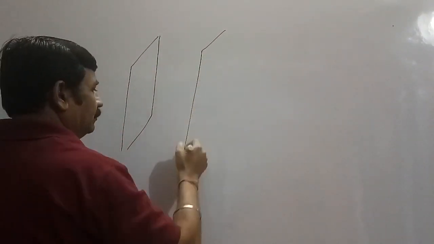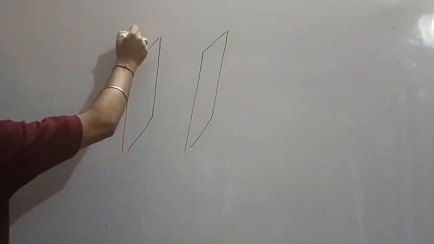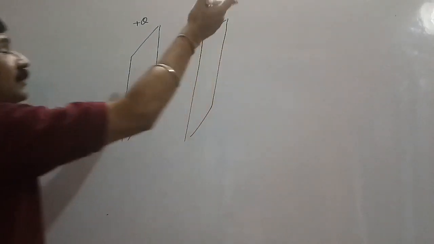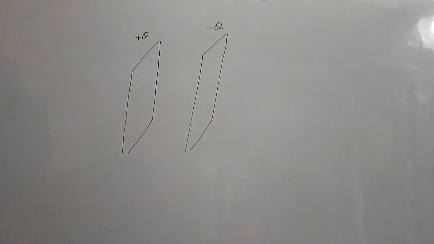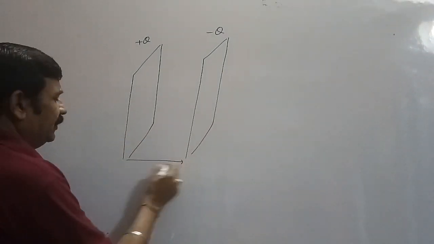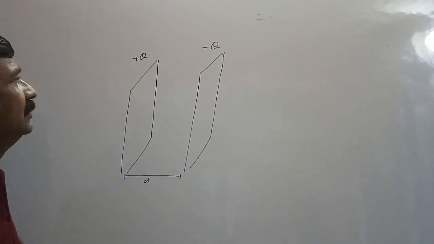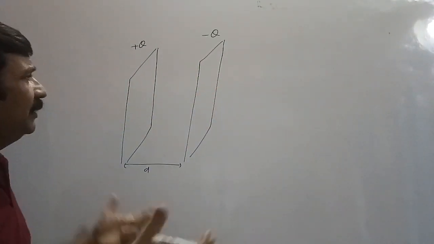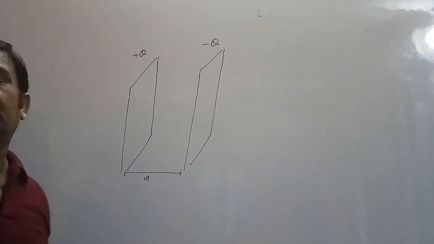kept close to each other. Let this plate consist of charge plus q, and this plate consist of charge minus q. We can also find it by taking this plate as charge plus q. Let the separation between them be d. Definitely they will attract each other. If this has plus q charge, both will repel each other. It doesn't matter whether attracting or repelling. We want to know what force is acting here.